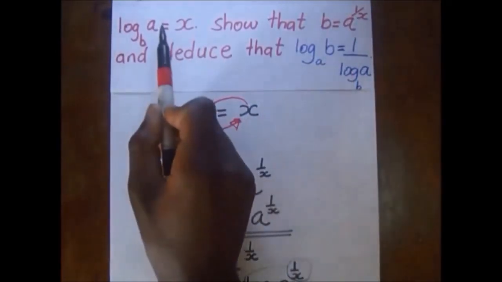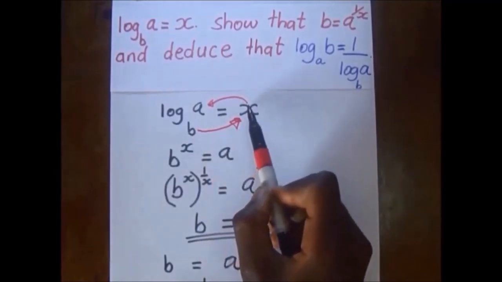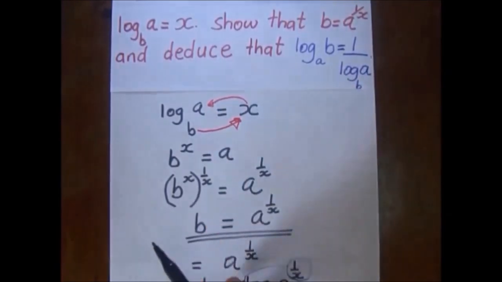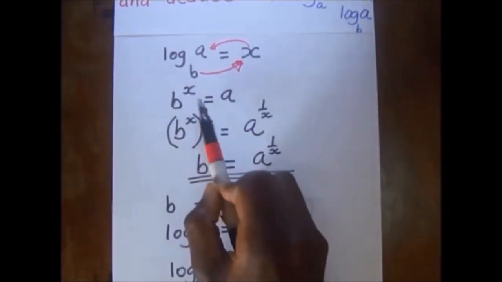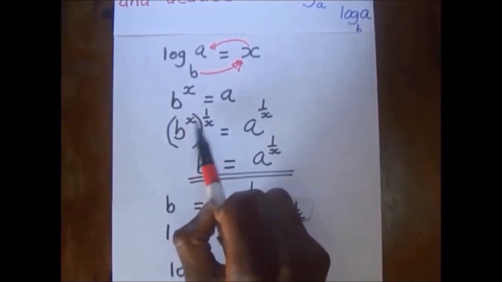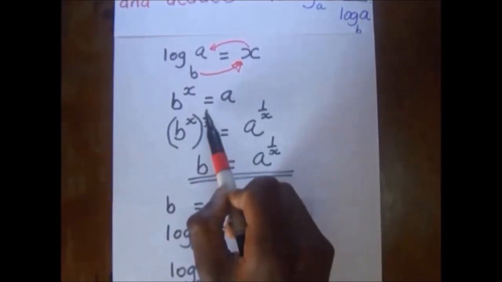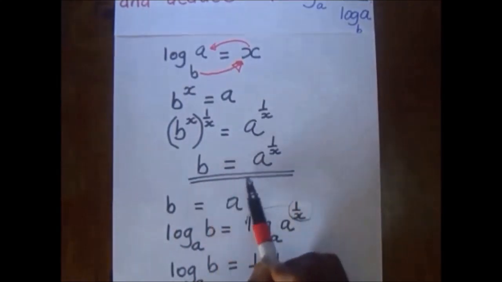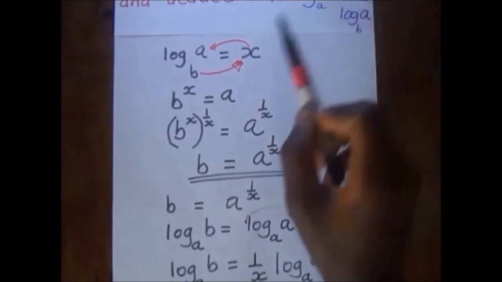So we are coming from here to go to there. What we do is convert this logarithm into an index. In this case it's going to become b to the power x is equal to a, like we described in our earlier videos when we were introducing the laws of logarithms. So b to the power x is equal to a. We remove this power of x by raising both sides to the power of 1 over x. 1 over x times x will leave us with b, giving us a to the power 1 over x. And hence we will have deduced that b is equal to a to the power 1 over x.